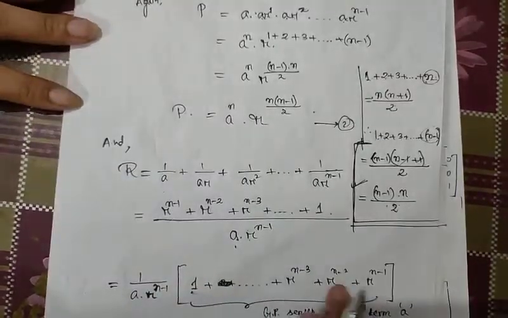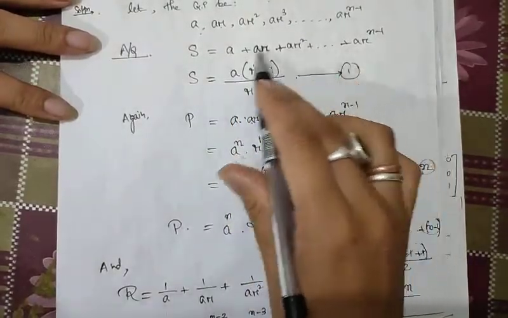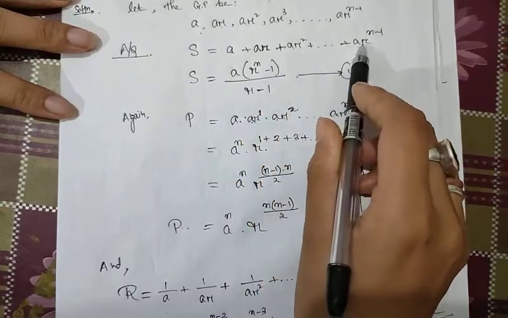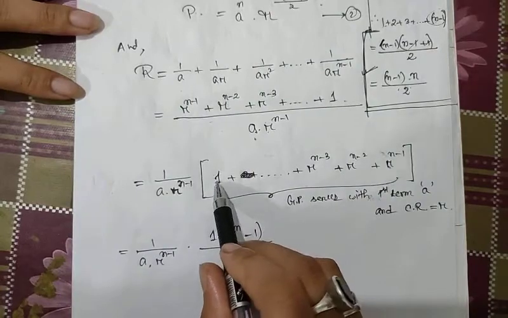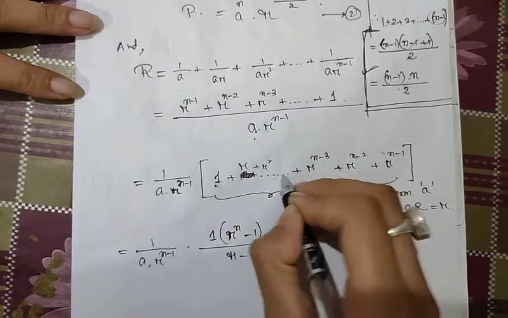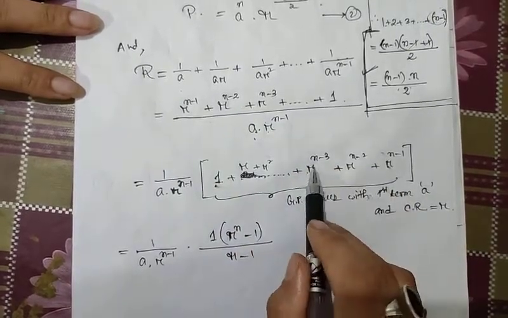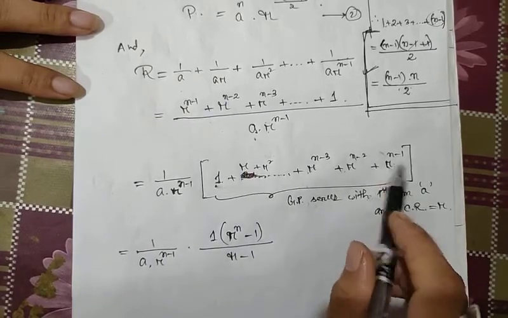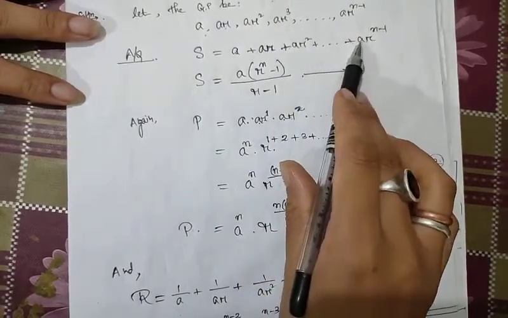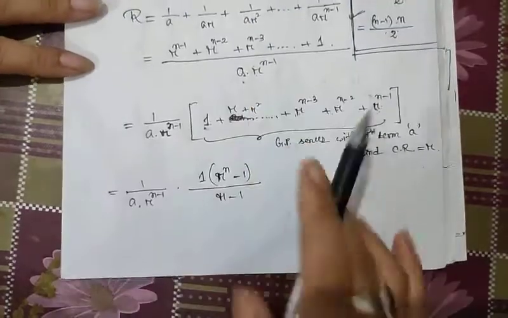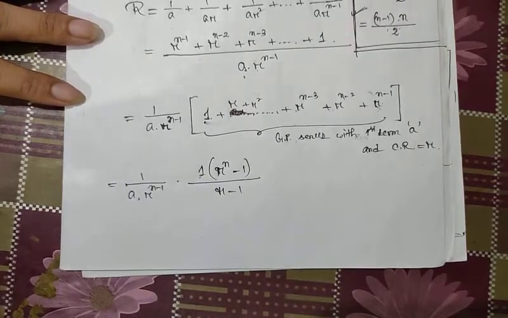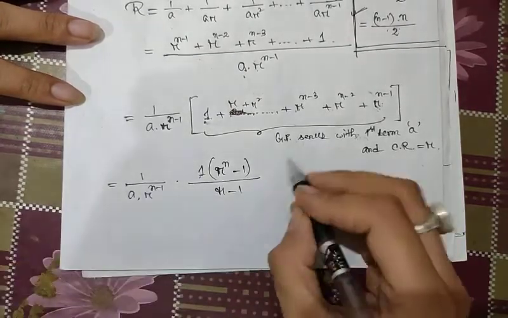Now this series is exactly the same as this one, but in here we have a plus ar plus ar square goes to ar to the power n minus 1. But here, in place of a we have 1, plus r plus r square goes to r to the power n minus 1. So every a is replaced by 1. So wherever we have a in the formula, it will be 1. So take it as equation number 3.